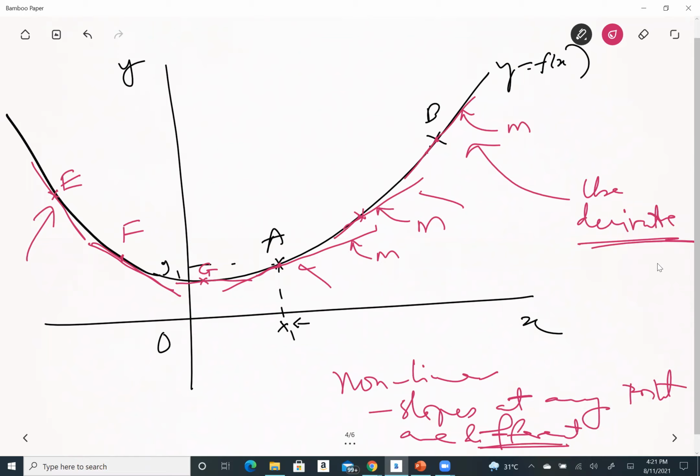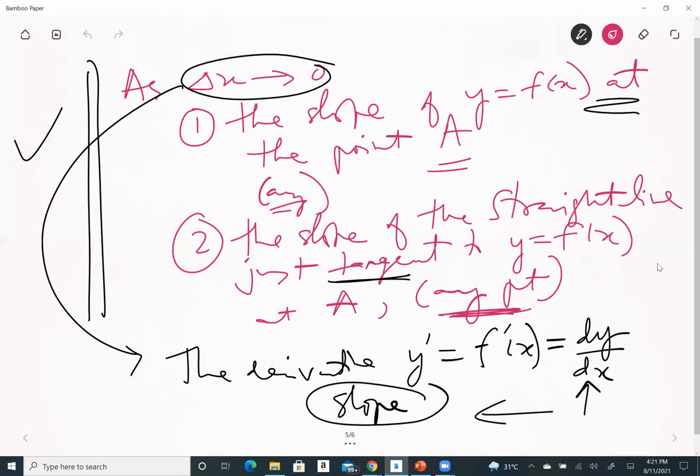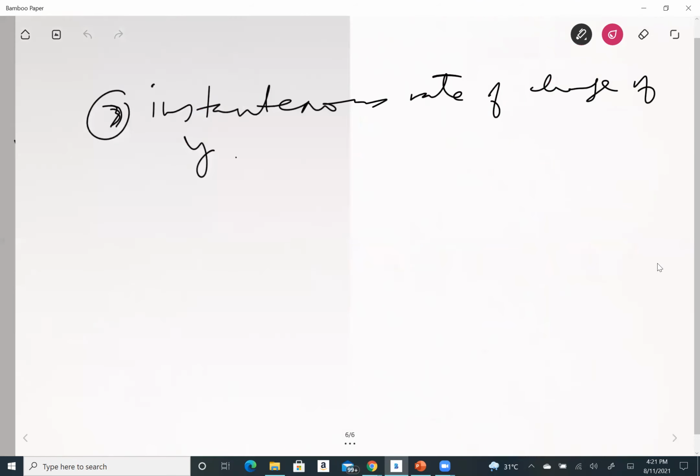All right. So that is another use of the derivative, because the slope of a nonlinear function is different at any point. By making use of the derivative, we can handle that. You can still determine the slope at any point by using the derivative. Now, derivative is the function, the noun.